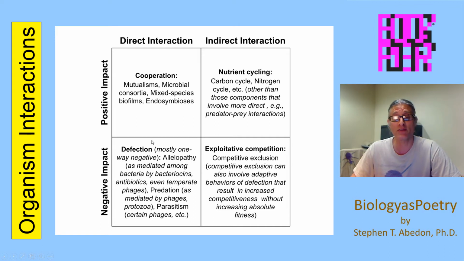Alternatively, you can have direct interactions that can be considered to be defective. These would be interactions such as between exploiters and victims. In this case, one of the individuals gains and the other individual loses by the interaction. These are direct interactions, so typically this will involve some kind of violence. Often it's one organism eating another or otherwise destroying or harming another organism.